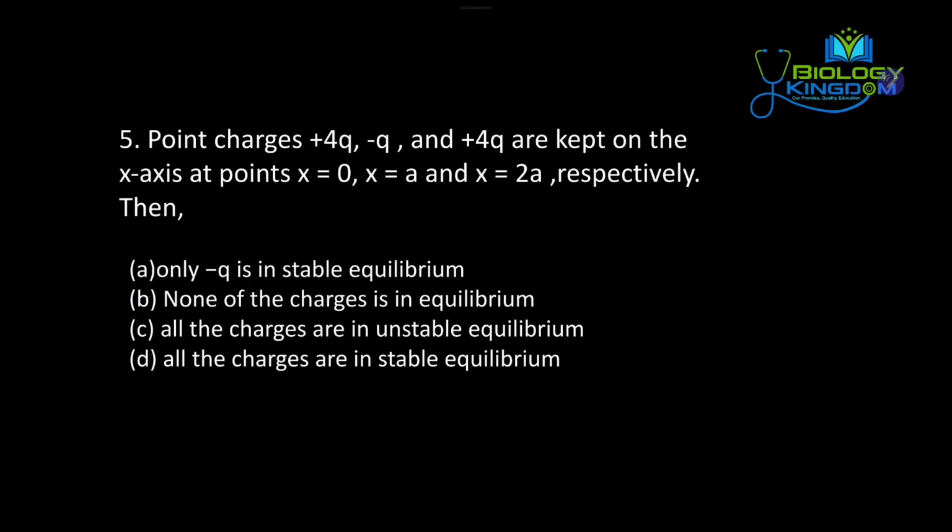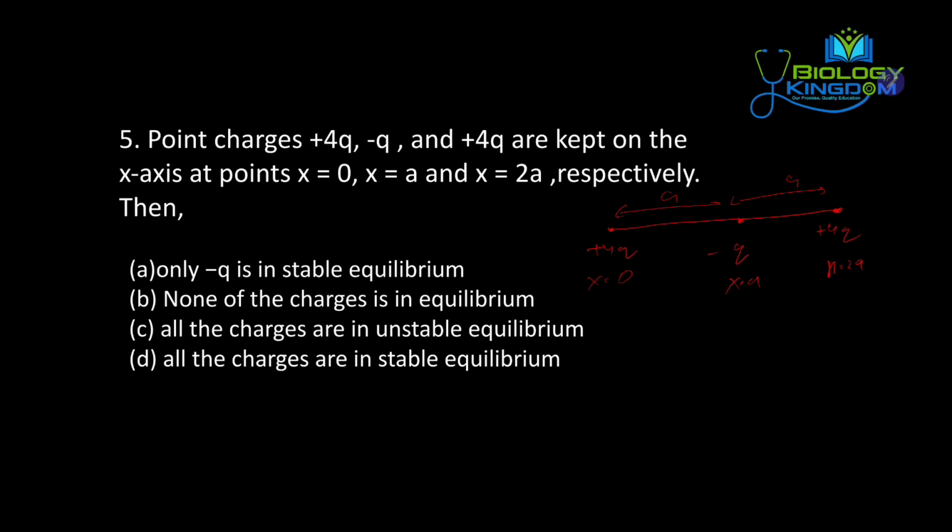Now if we move further, here's another question which is asking: point charges plus q, 4q, minus q and plus 4q are kept on the x-axis at some distances. I think it's almost similar to the previous question, just with a modification. Here it is 4q, here it is also 4q, and at the center it is minus q. Now we are given all the values of the charges, and the points are x equals 0, x equals a, and x equals 2a. You can see the difference between these two is a, and the difference between these two is also a.